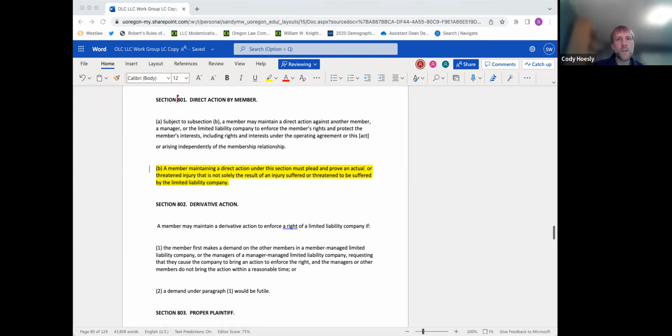Well, a derivative action is when you're suing for something that is a result of harm to the company, really, and then you're only harmed essentially because you own the company. You don't suffer your own injury, and that's part of the phrasing of the test here: it's not solely the result of an injury suffered or threatened to be suffered by the LLC. But in particular, that solely language changes the test.